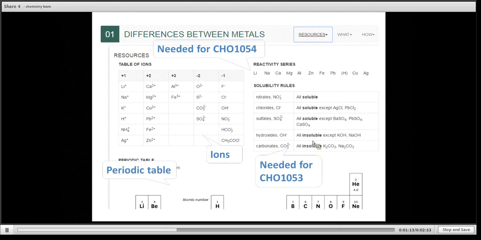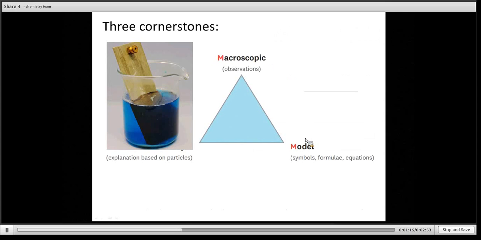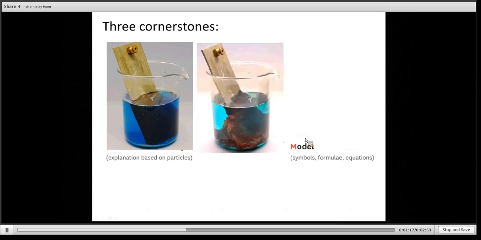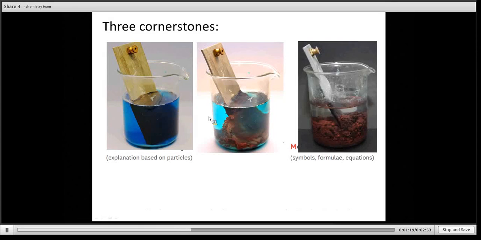Again, the three cornerstones of chemistry. You've got the macroscopic, which is like the facts of chemistry, and as you can see there's a color change here when we put the gray solid metal into this blue copper sulfate solution. You can see the copper blue color is fading and we're getting copper metal. So the copper ions are blue and the copper metal is this reddish brown.